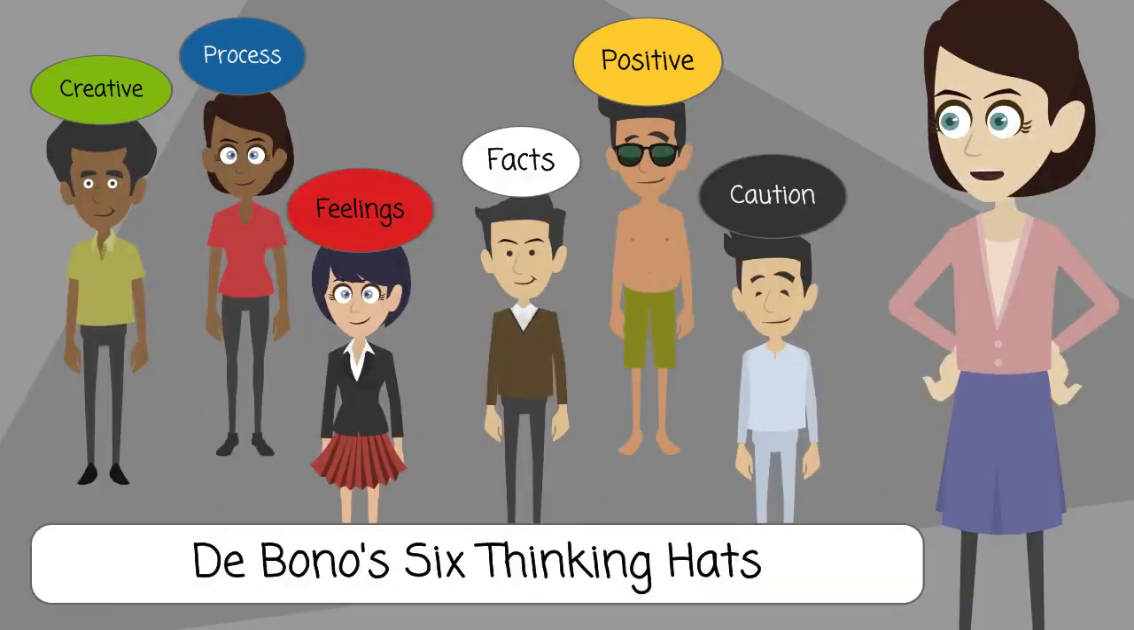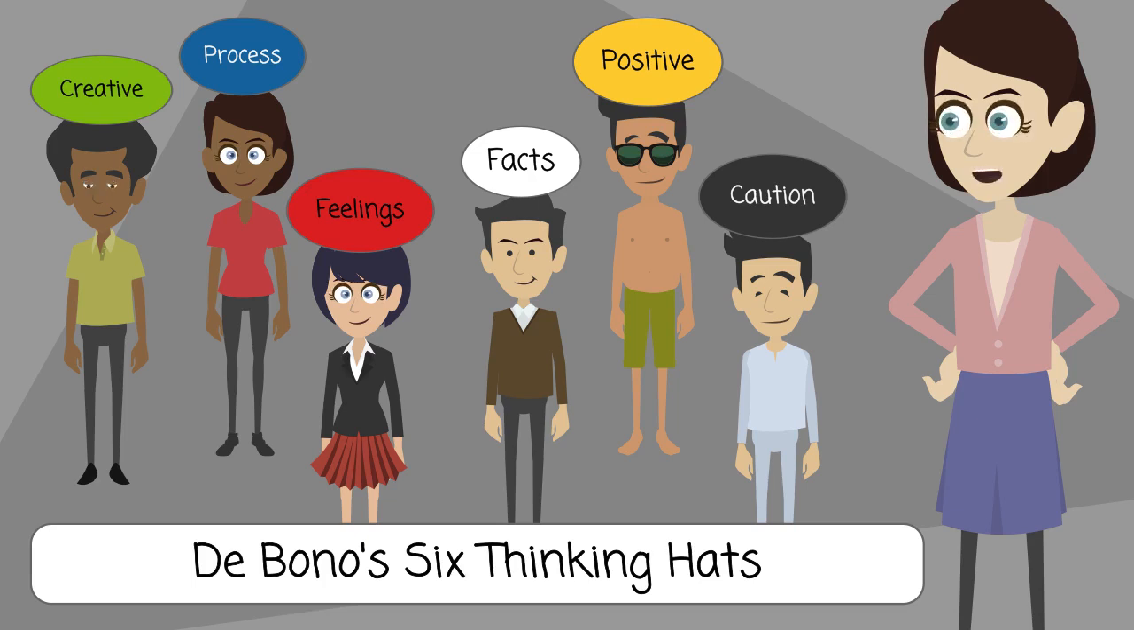Different perspective, or better known as de Bono's 6 thinking hats. The 6 thinking hats is a very popular method which is all about getting the stakeholders in the room to wear a pretend hat. Each hat is a different perspective. Like, for example, there is a positive hat and a hat for caution.